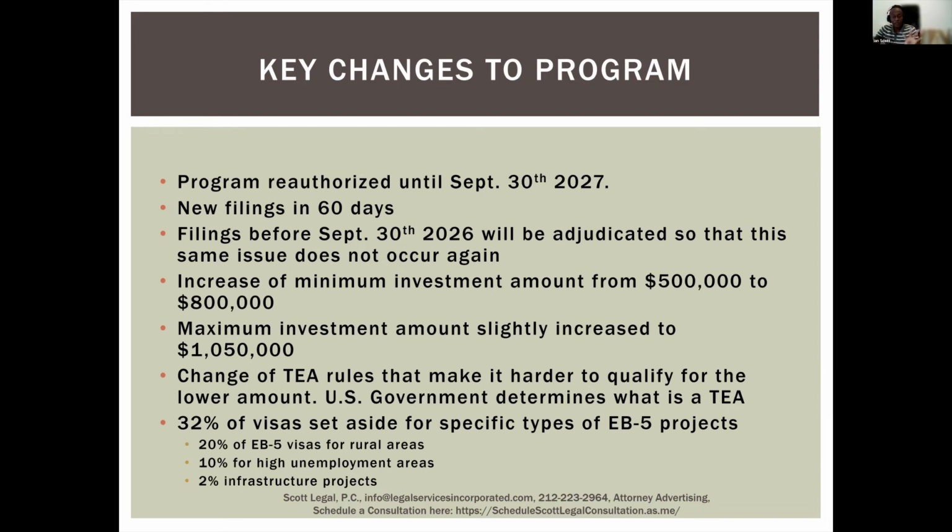Now what they did as well is they put in the law that as long as your petition is filed before September 30th, 2026, it will be adjudicated. So there won't be this stopping of adjudicating petitions that happened last time. Big change was the $500,000 was changed to $800,000, and the maximum investment was slightly increased, because it was $1 million before. It's increased to $1,050,000 now.